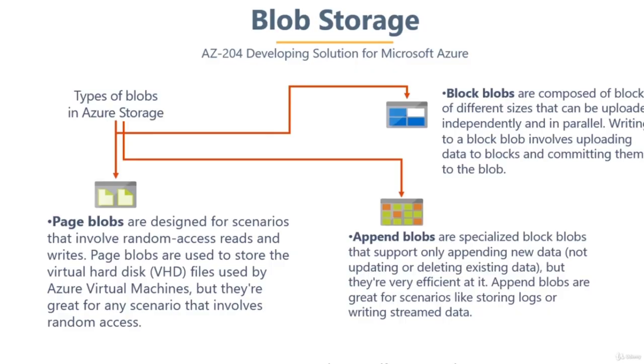The third type is page blobs, which are designed for scenarios that involve random access reads. In this case, which data you're going to access is not predefined, you can access it randomly. Most of the time we store virtual hard disk data in this. So these are the three different types of blob storage which are available.